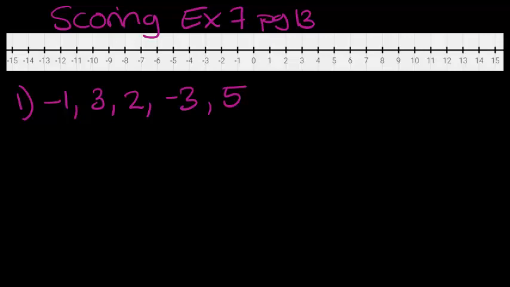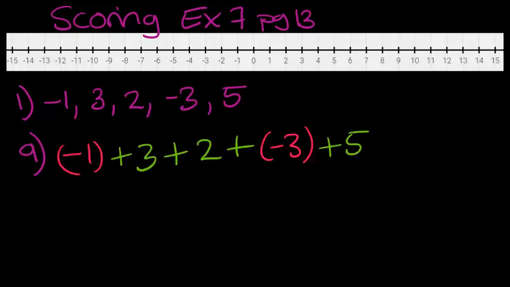Each judge gave a different score. So question 1A is asking you what is the final score. What do you have to do? Essentially, you're going to have to add everything up. -1 plus 3 plus 2 plus -3 plus 5.